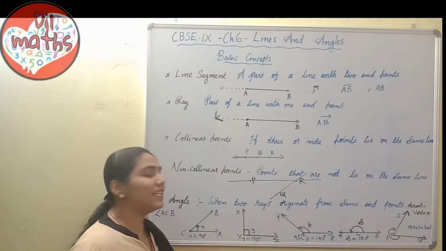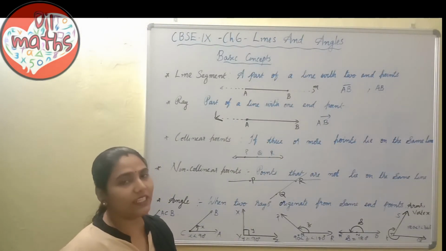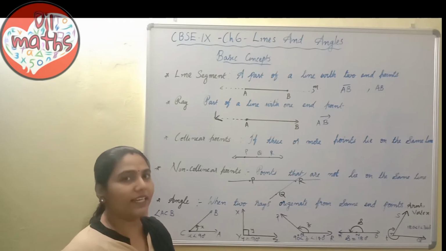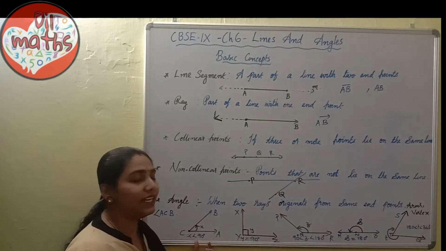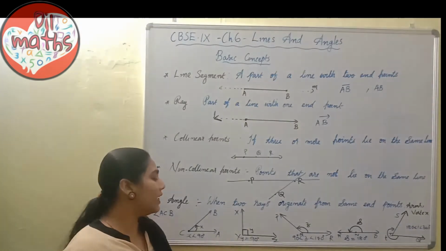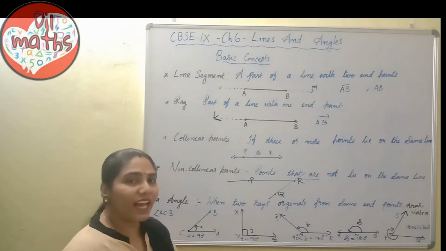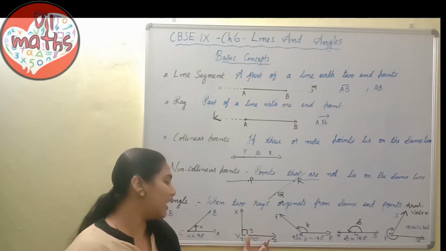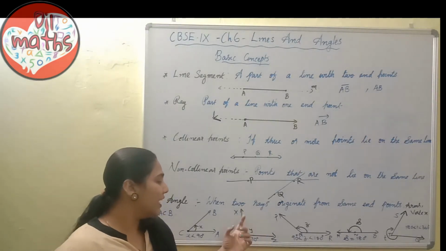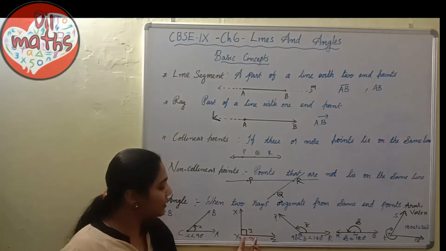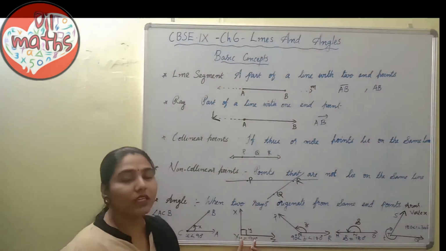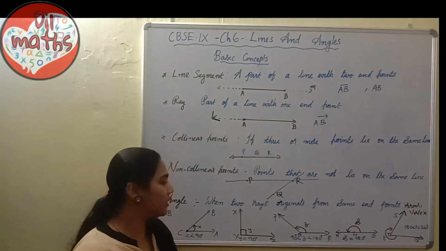If an angle is less than 90 degrees, that angle is called an acute angle. Here ACB is an acute angle because it is less than 90 degrees. Then what about a right angle? If an angle is equal to 90 degrees, then that angle is called a right angle. So here XYZ is a right angle because angle XYZ is equal to 90 degrees.